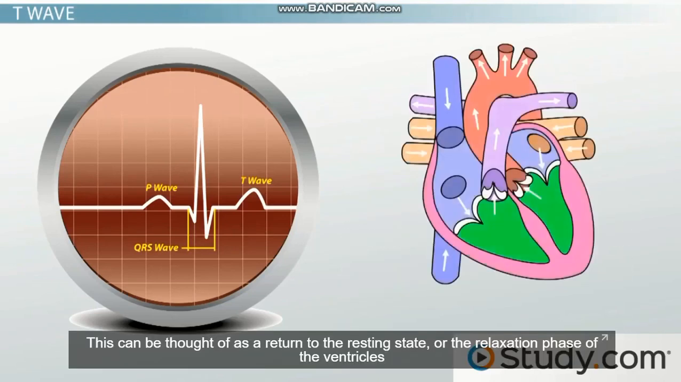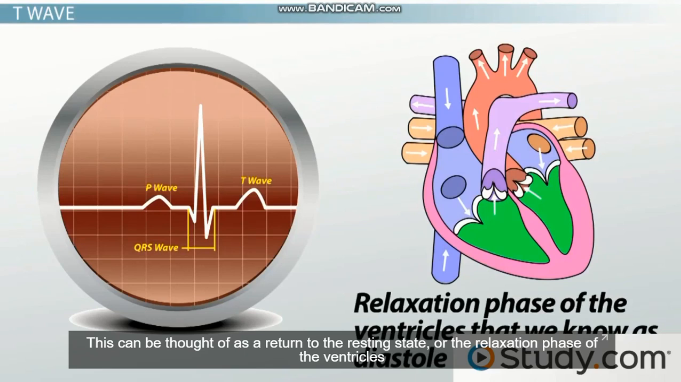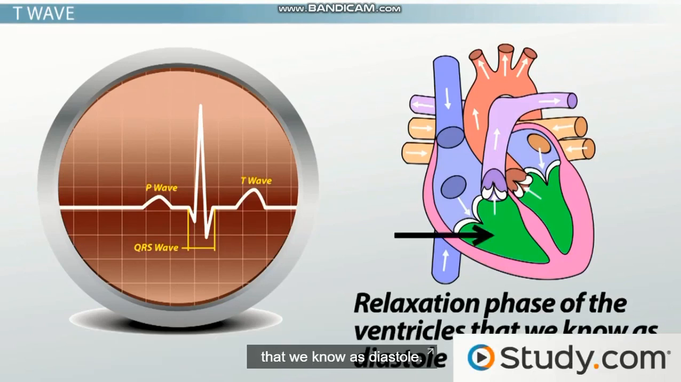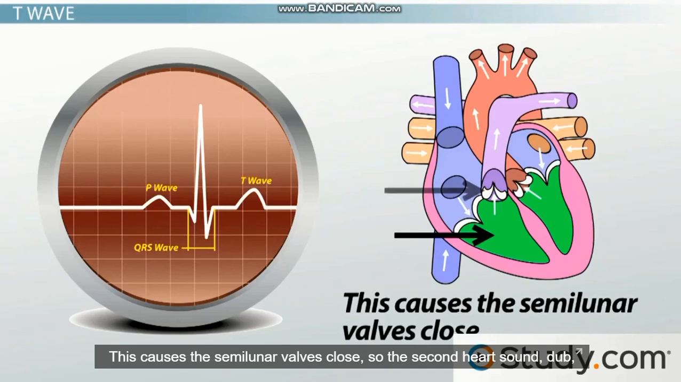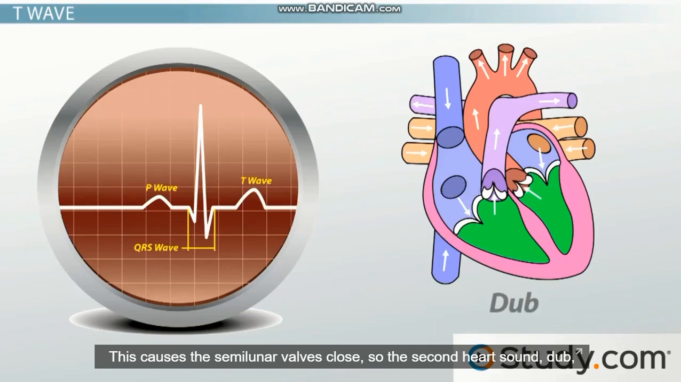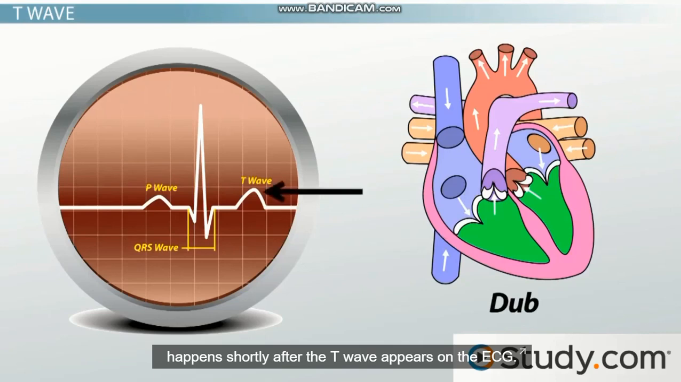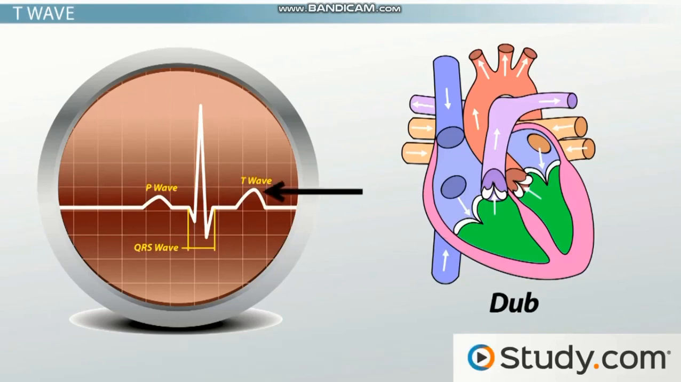And we might want to think about this as a return back to the resting state or relaxation phase of the ventricles. And we learned previously that that's called diastole. This means that the ventricles are relaxed and under less pressure, and this causes the semilunar valves to close. So the second heart sound, dub, happens shortly after the T wave appears on the ECG.